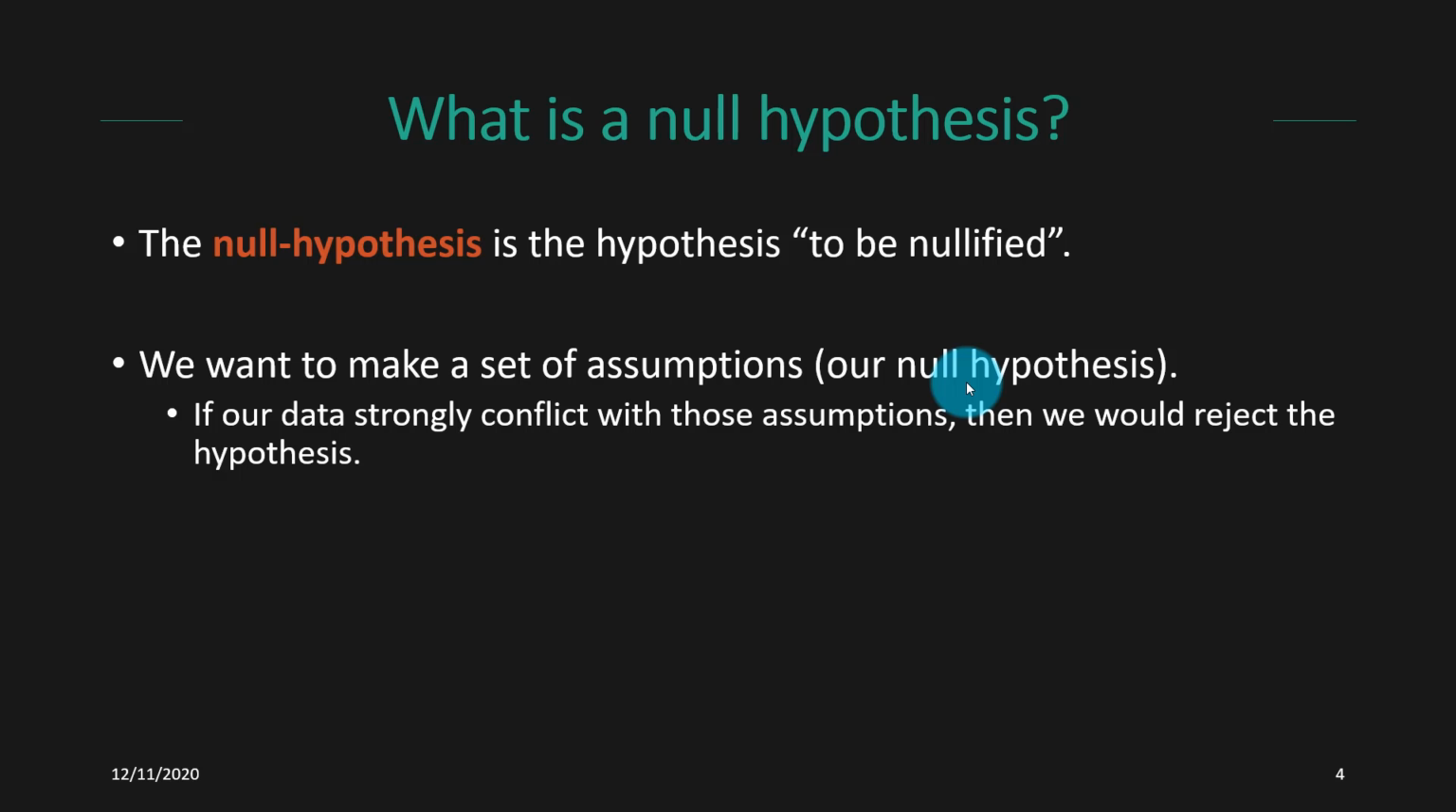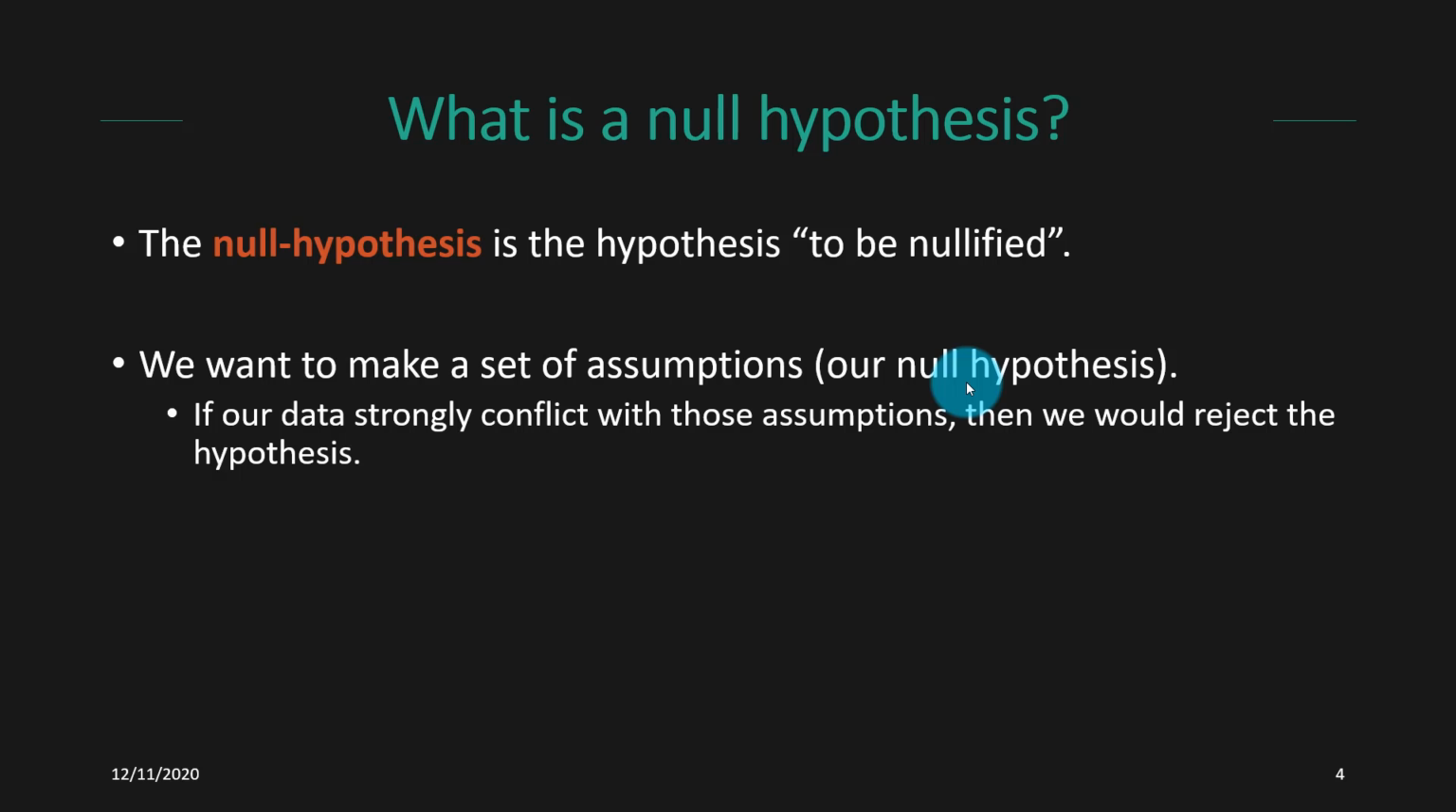So for instance, we would assume that the true mean in the population is 0. Other assumptions would be that sampling variability is the only factor operating on our data. We'd assume that we're all taking samples of the same size, right? There's a lot of things that go into that statistical model. But in general, if our data strongly conflict with these assumptions, then we're going to reject the null hypothesis.